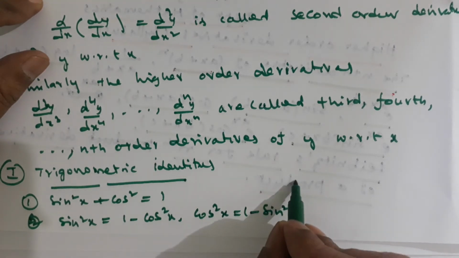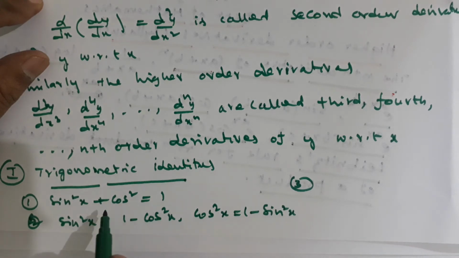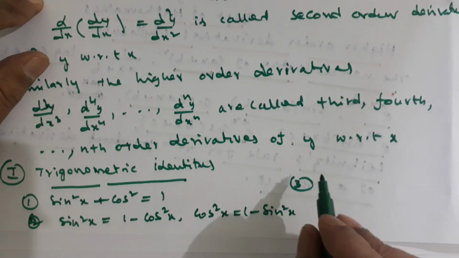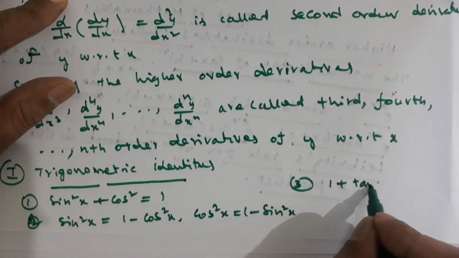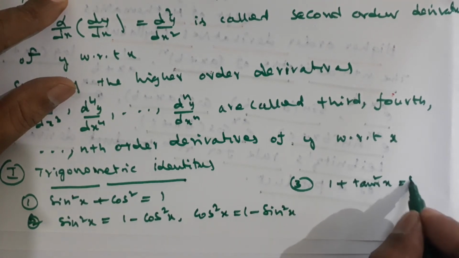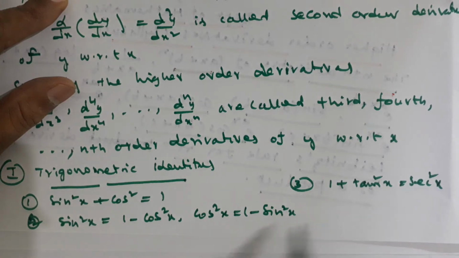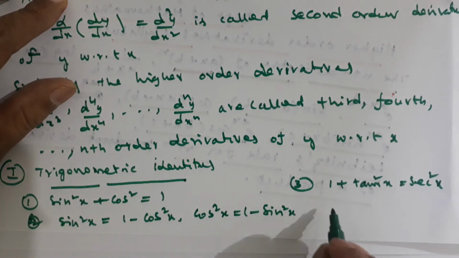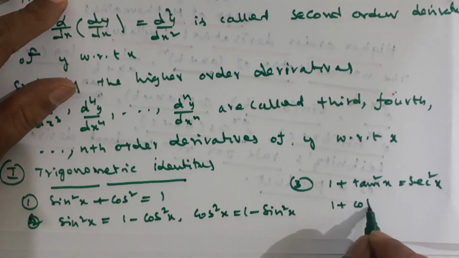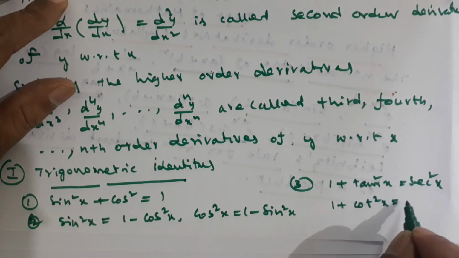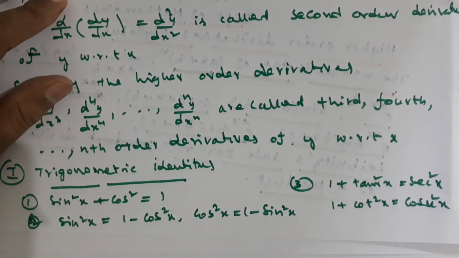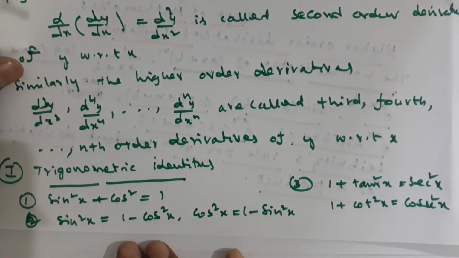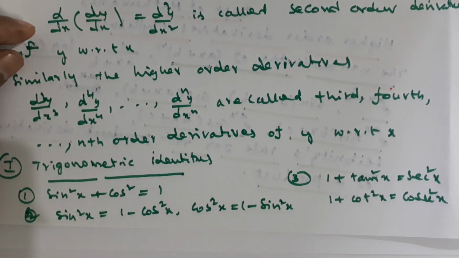And the third one is, these are the transformations of the first one. Now the third one is again the simplification of this. 1 plus tan square x is equal to secant square x. Next, 1 plus cot square x is equal to cosecant square x. So these are all the identities that we know. A few still we will see that again in continuation.